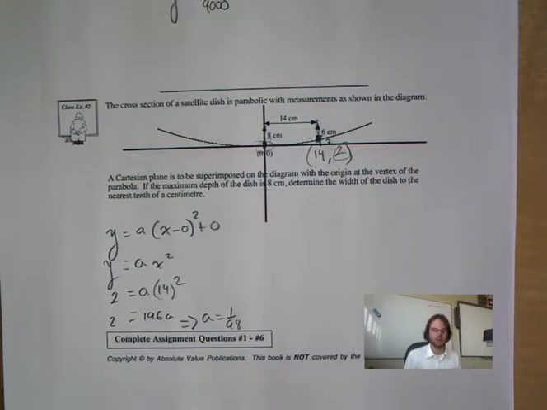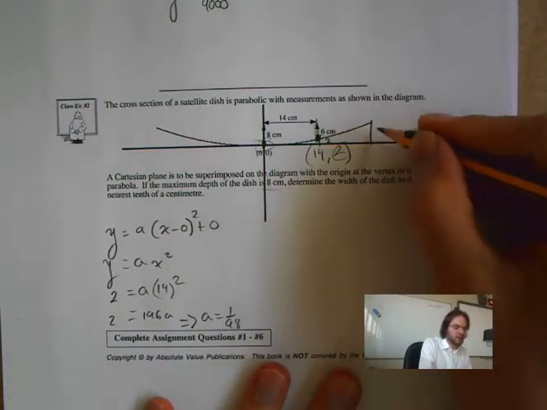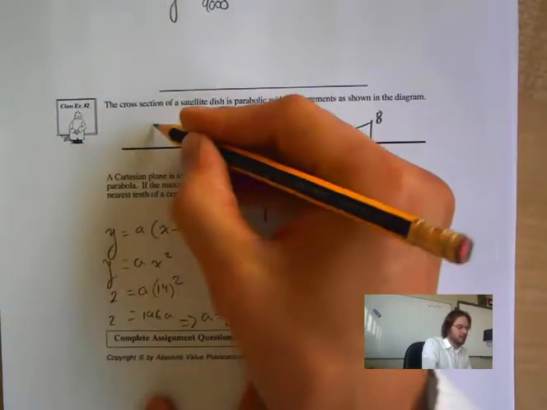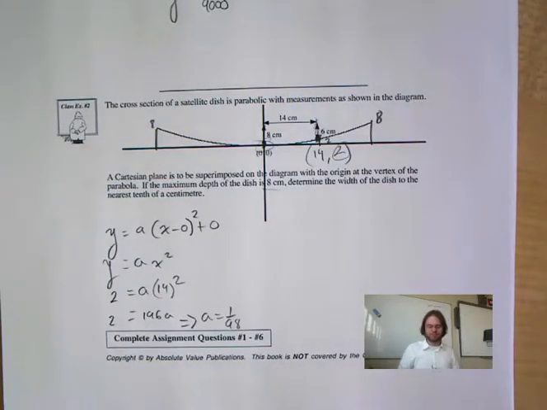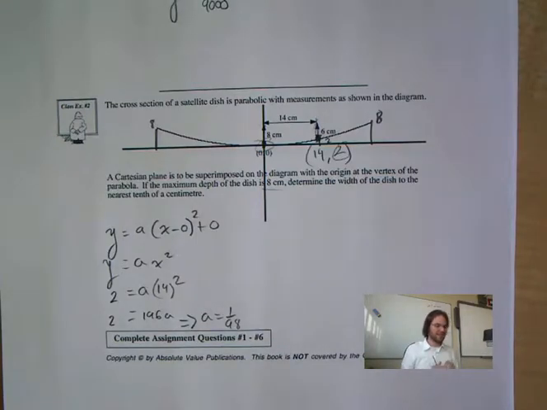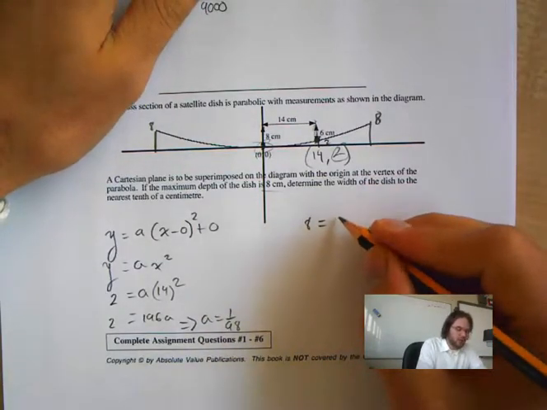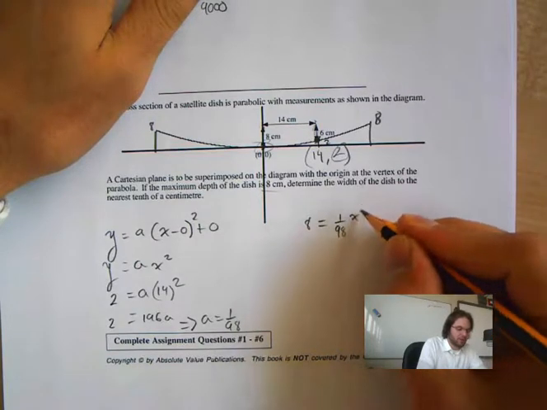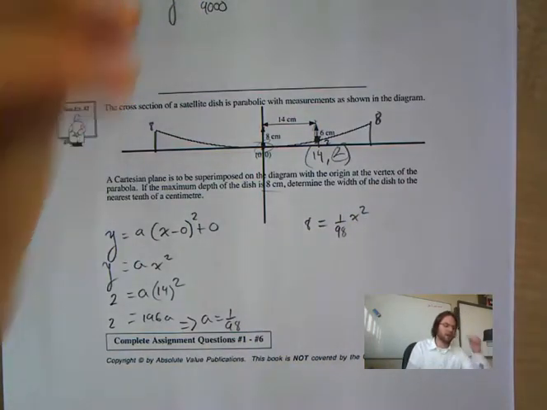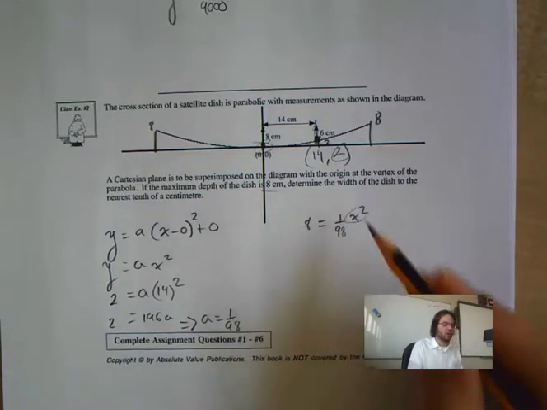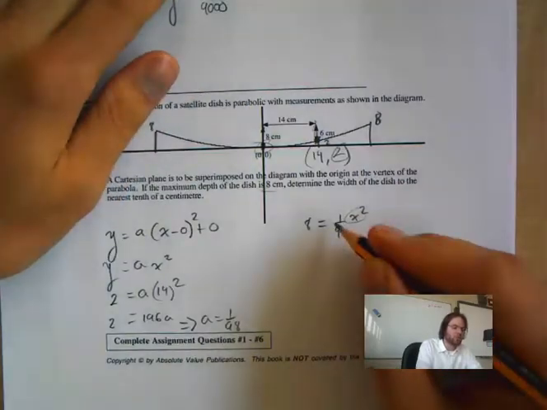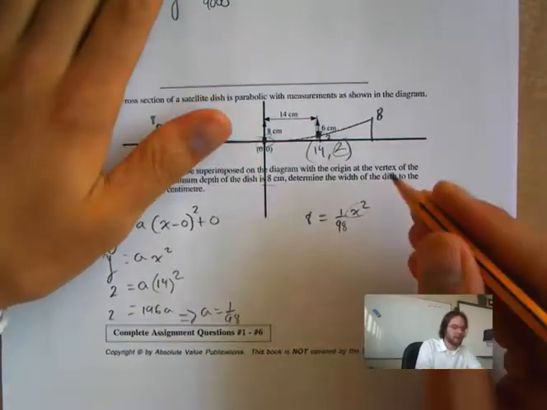So, let's take a look at this now. It says determine the width of the dish. So now we want to know the width of the dish. So it's a maximum 8 centimeters deep. So then this here, we want to know when the height is 8, and this height is 8. Well, so we know what the y values are. It's when it's 8. So 8 is equal to, now we know my a value is 1 over 98, and then we have x squared, which is the same as x squared over 98. So now I have to solve for x squared. So what I'm going to do is multiply both sides by 98.